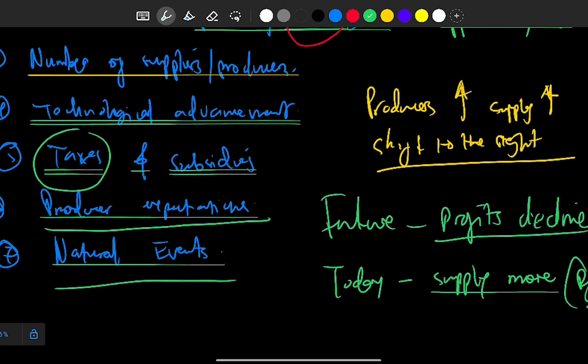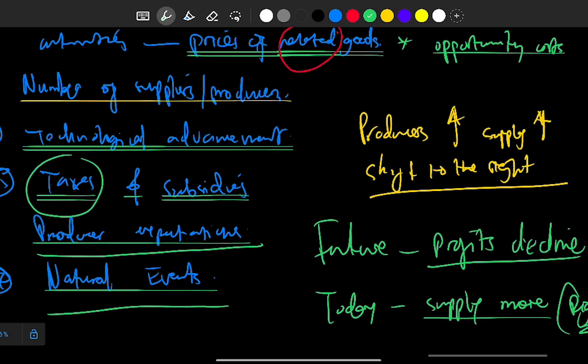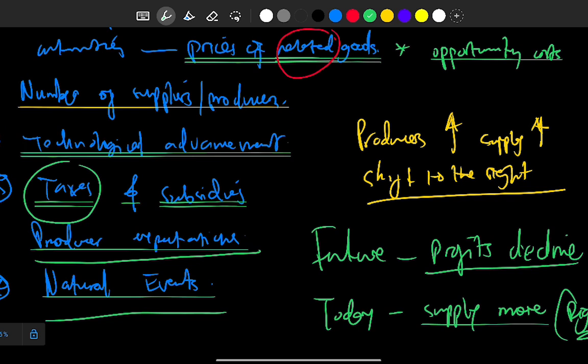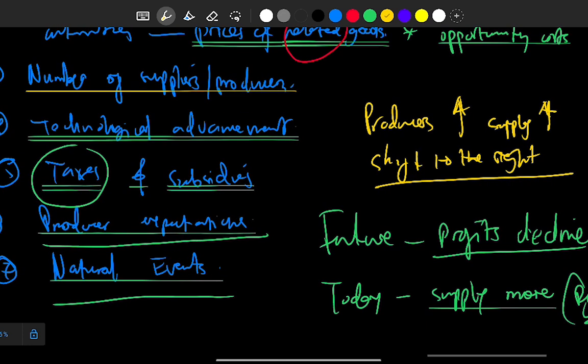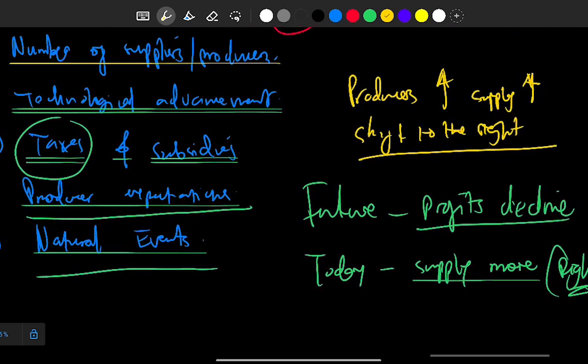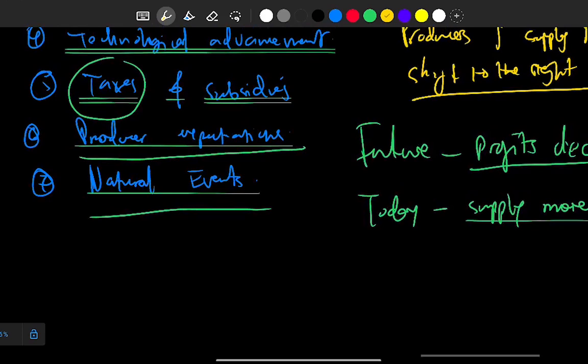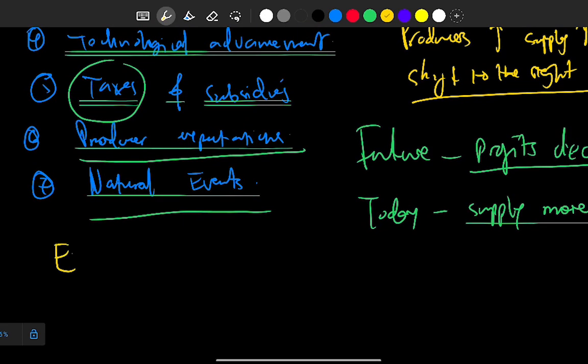The last factor is natural events in terms of the shifters of the supply curve. We also call them the determinants of supply. And natural events is a special one because it does not affect the production of all types of goods and services. But there are specific examples that we can discuss. So say, for example, one that is mainly affected by natural events is agricultural produce.